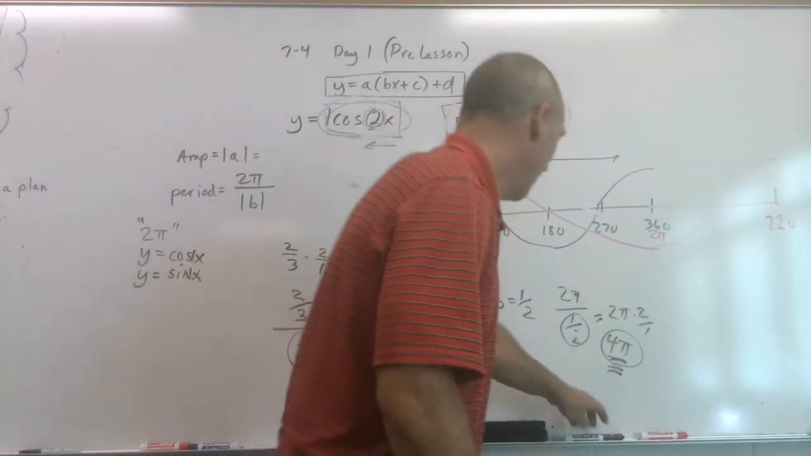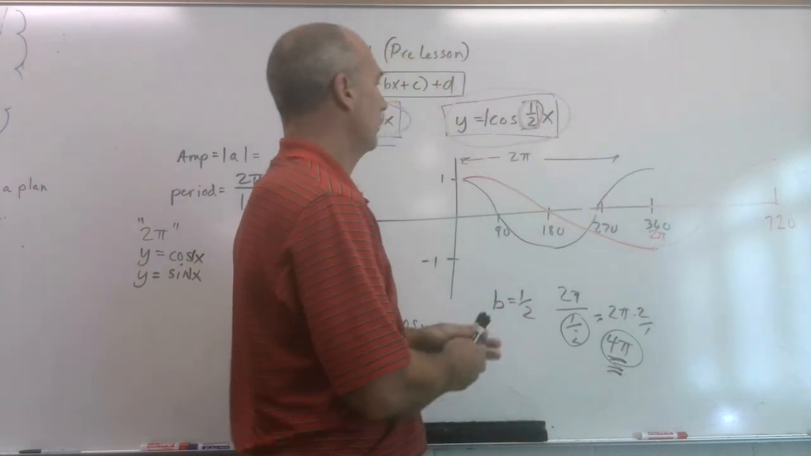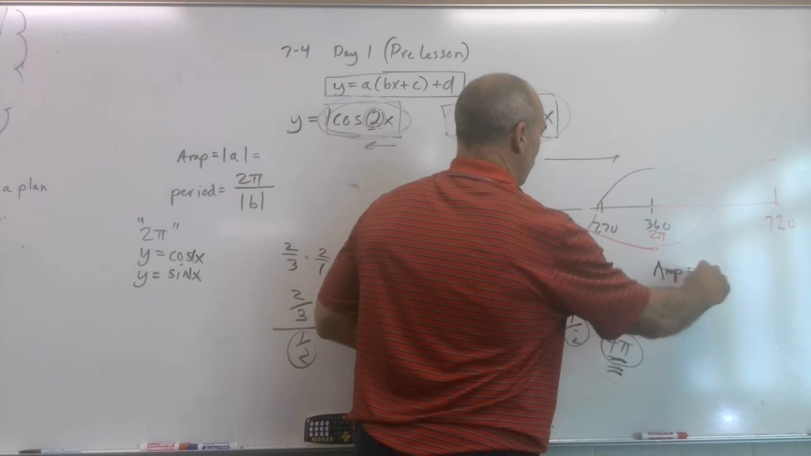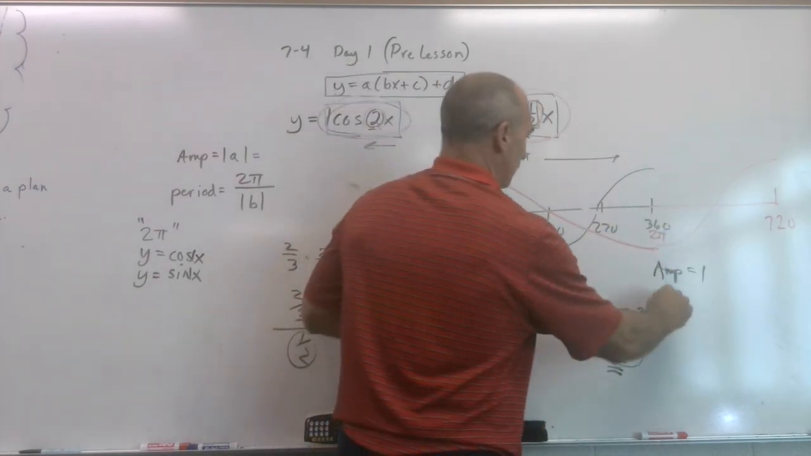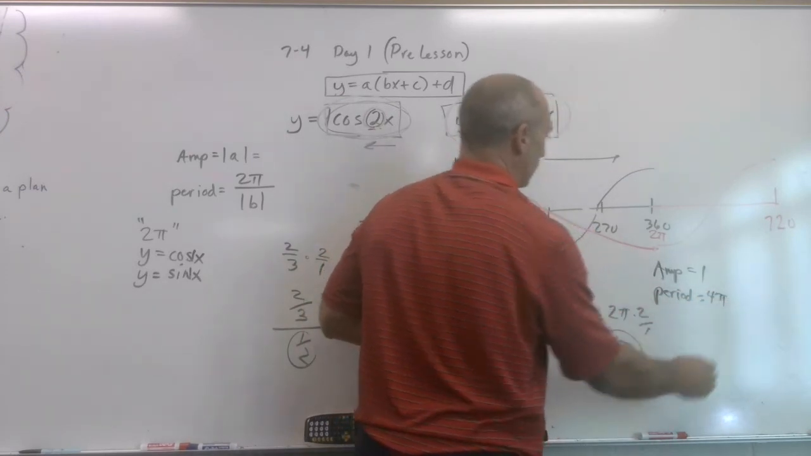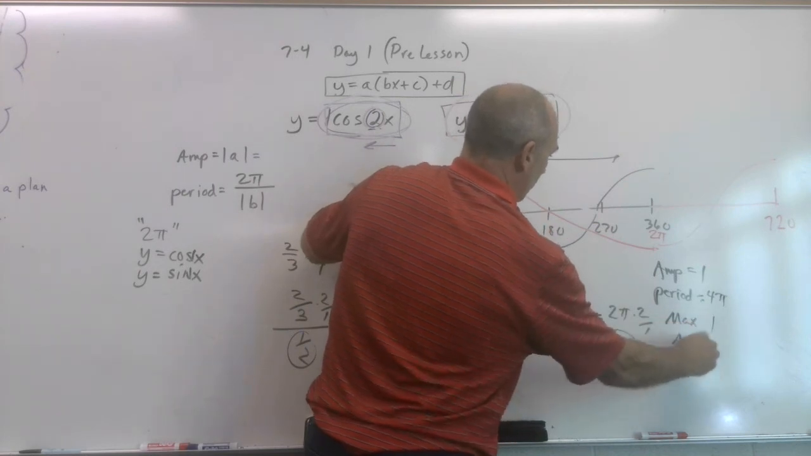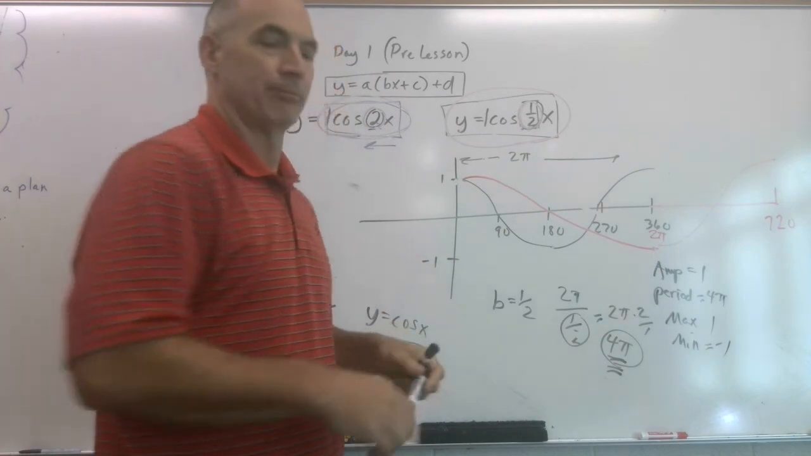So a few things they could ask us now about that red one, which is this one. What is the amplitude? Well, the amplitude did not change. You just look at it. Down 1, up 1. Period. Now that is 4 pi. What's the max? Max is still 1. The min is still -1. All right, there you go.